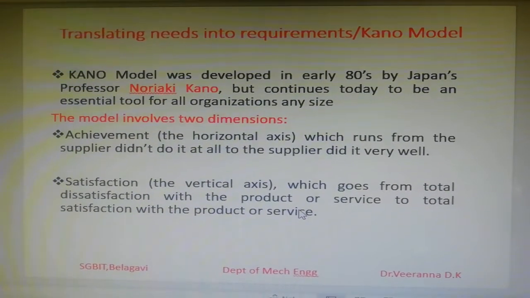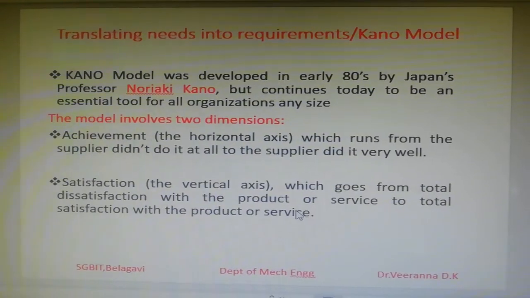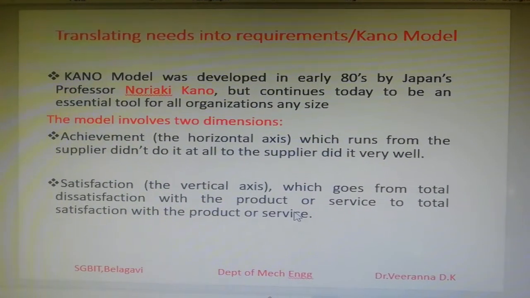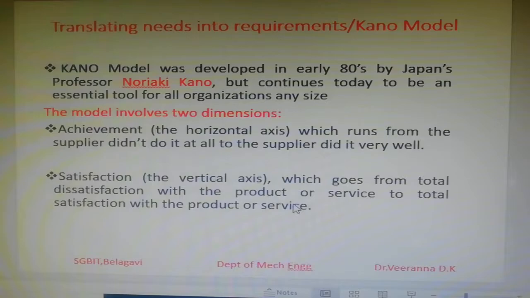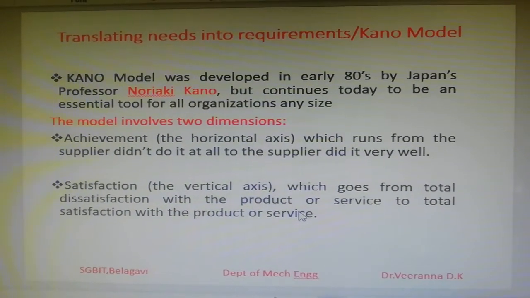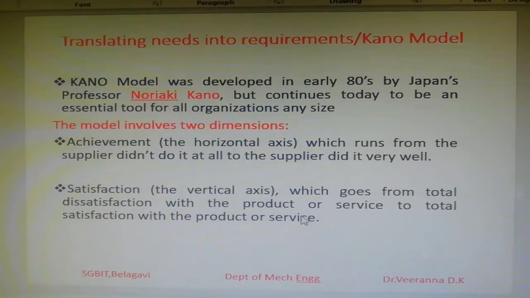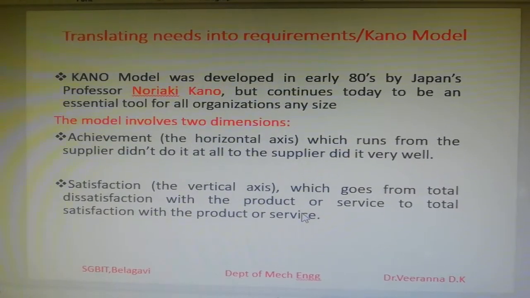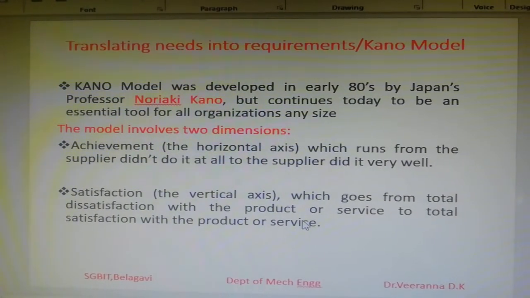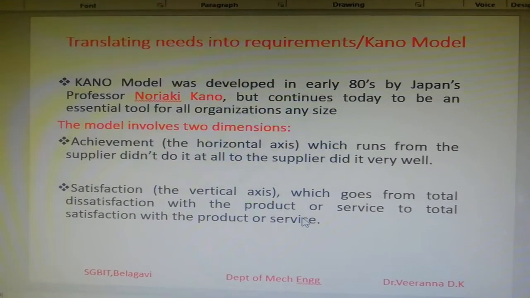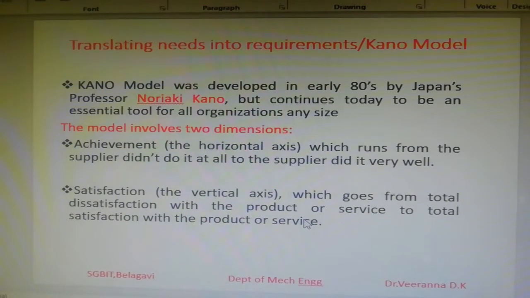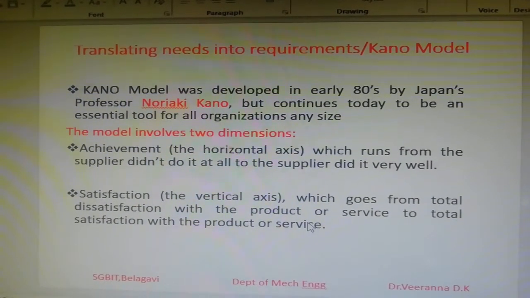The Kano model was developed in the early 80s by a Japanese professor called Noriyuki Kano, but continues today as an essential tool for organizations of any size, whether large scale, small scale or medium scale. There are two dimensions in the Kano model: a horizontal line and a vertical line, with a four quadrants concept.